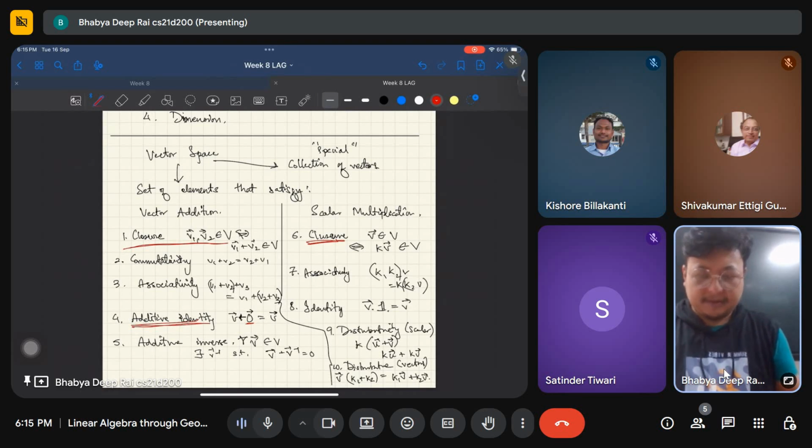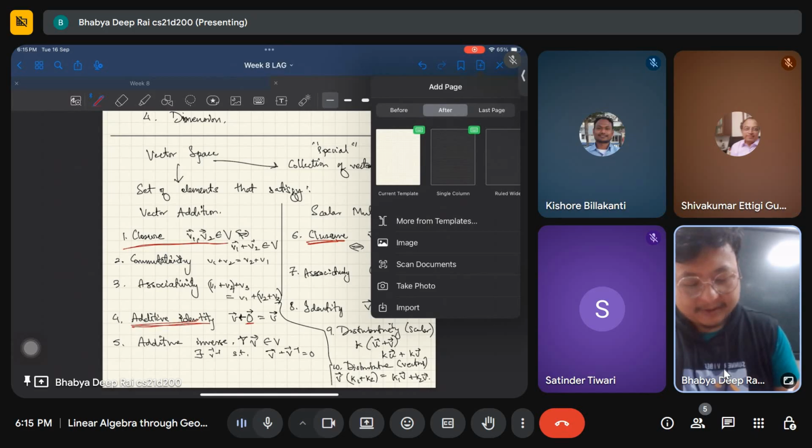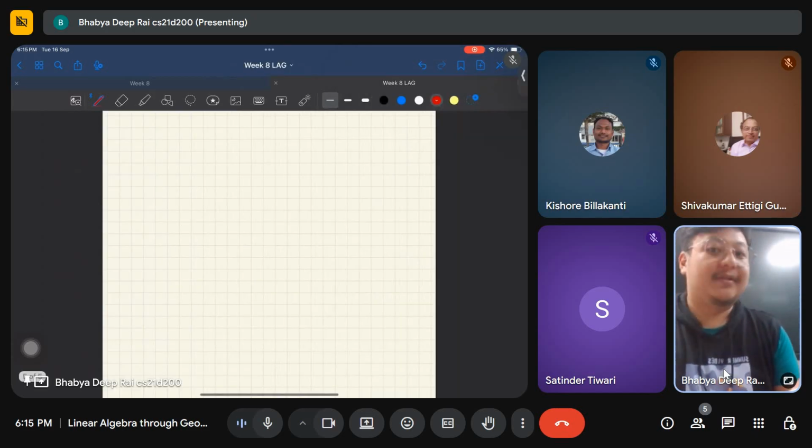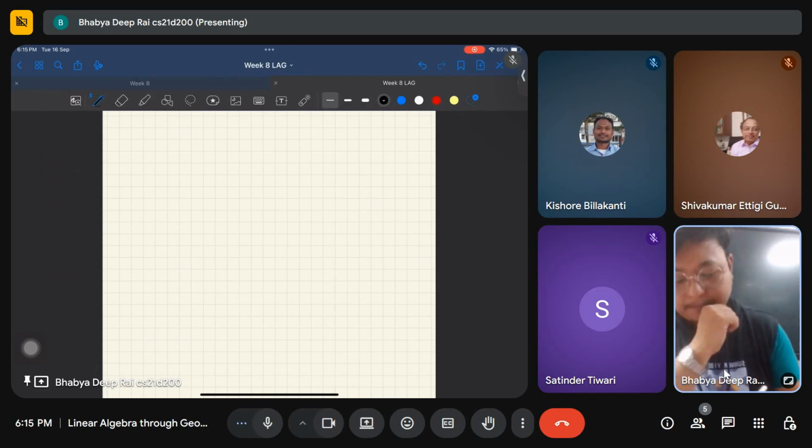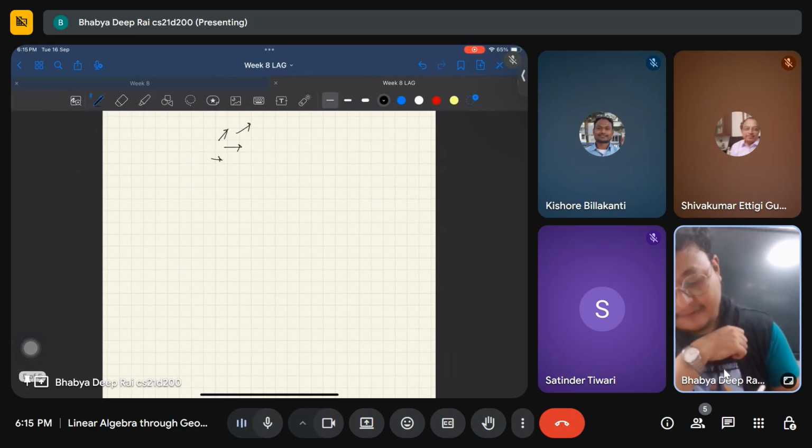But if you try to imagine now, not in terms of just a set of elements, but a set of vectors. What forms a vector space? What do you mean by a vector space? By the definition, it means that it can be a bunch of vectors.